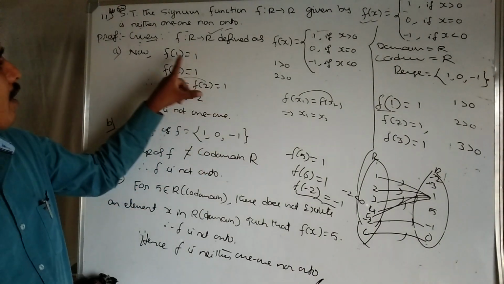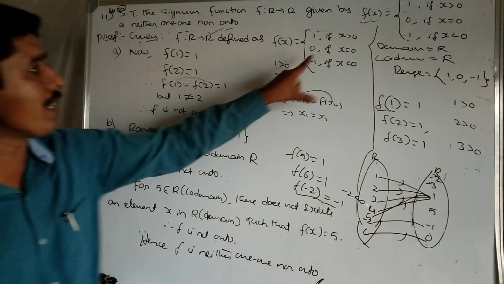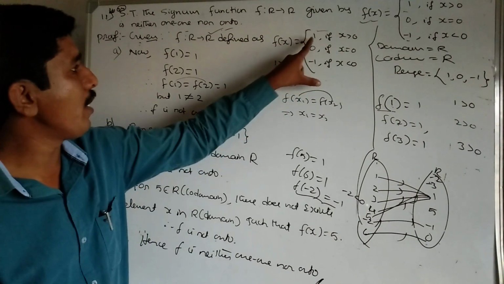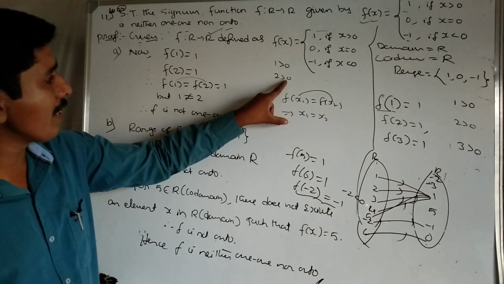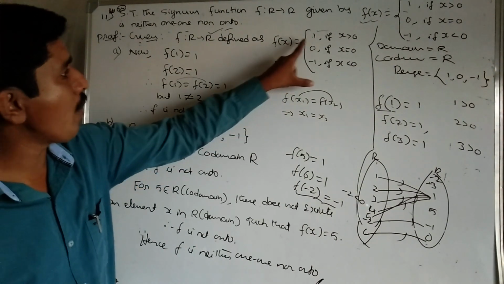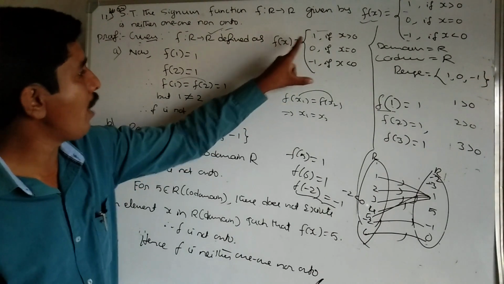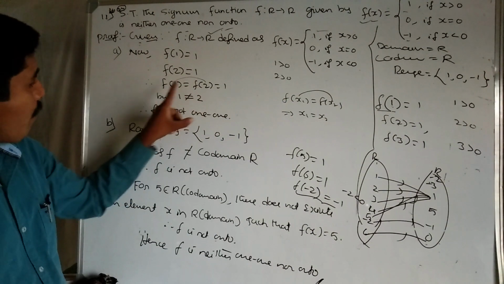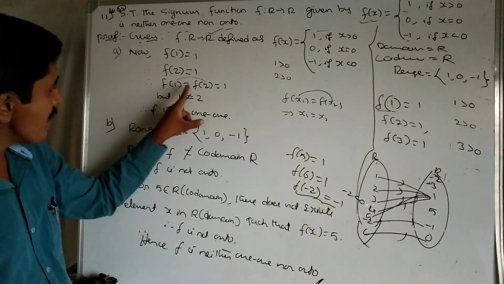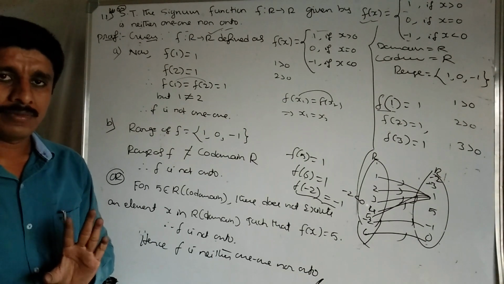Easy problem. Here you observe f of 1 is greater than 0, so the range value is 1. F of 2: 2 is greater than 0, then the range value is 1. Therefore, f of 1 equal to f of 2 equal to 1. But the domain elements 1 is not equal to 2. Therefore, it is not 1-1.